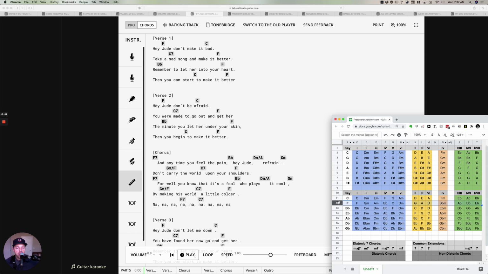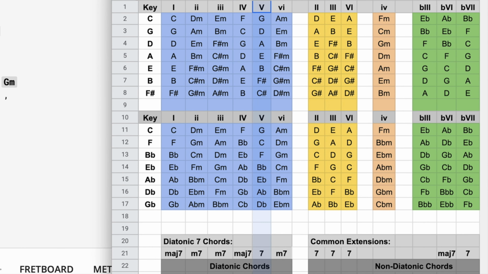Let's talk about those dominant 7 chords for just a moment. The 5 chord in any key pulls back to the 1 chord. And it's just a simple matter of this.